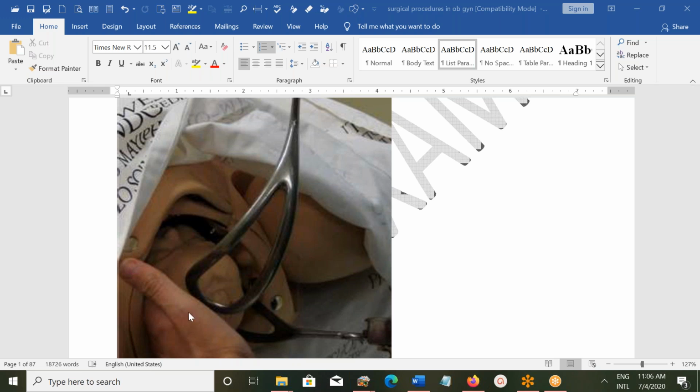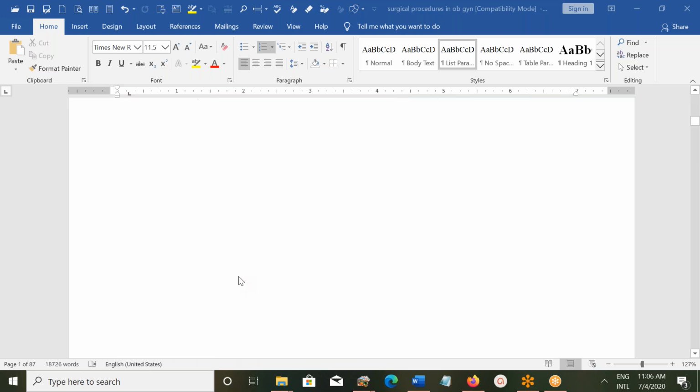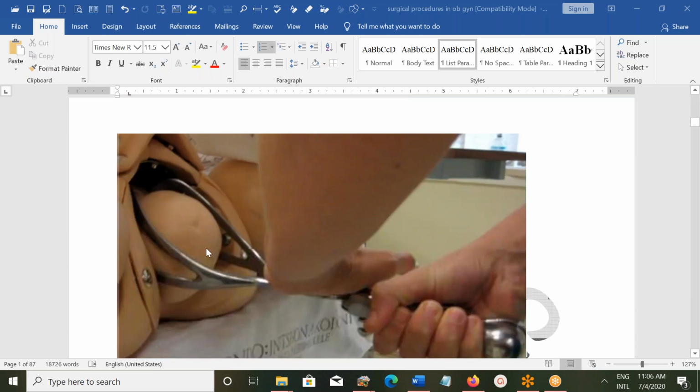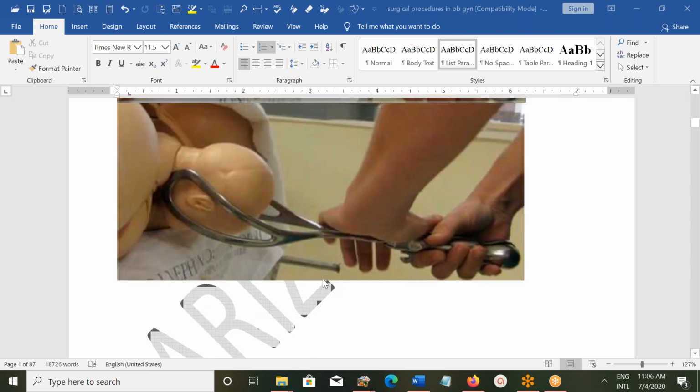So put your hand between the fetal head and the maternal pelvis, and then apply the instrument. Insert it, and then you are going to lock them together. You can see here that you are checking that the lock is at the proper place. Then that is the correct application, and you can see the marks there also, and that should be the direction of the forceps.